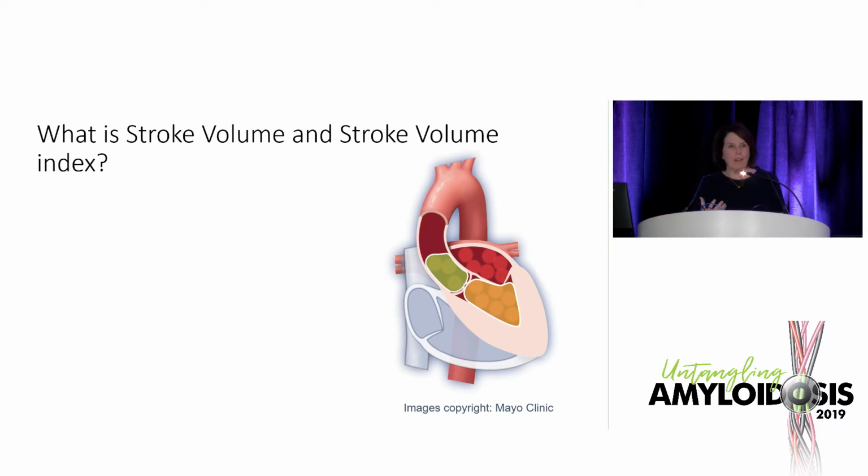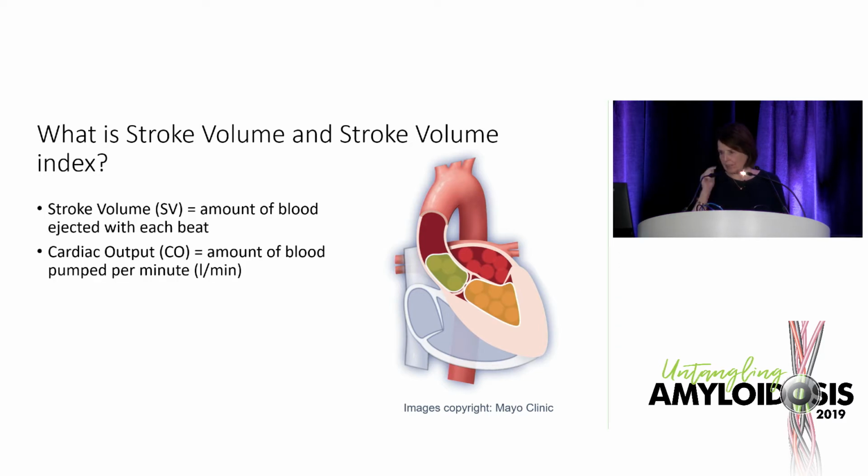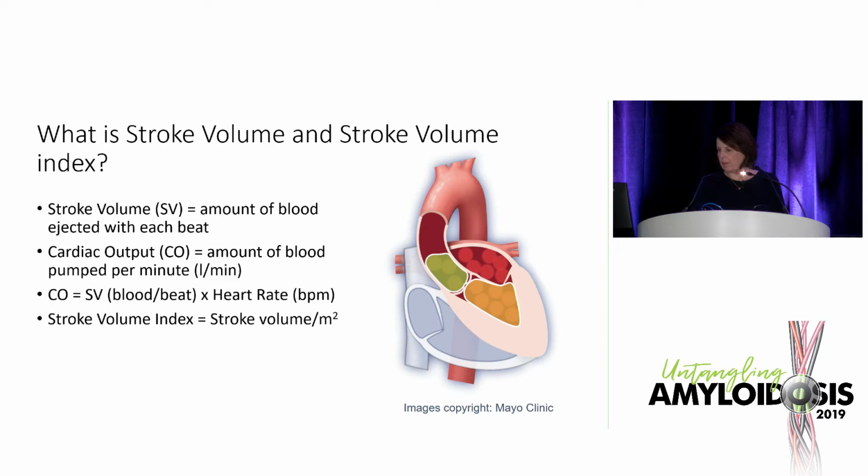So stroke volume and stroke volume index are calculated on most echo reports. And the stroke volume is the actual volume of blood, not the percentage, but the volume that's ejected with every beat. Then the cardiac output, of course, is the stroke volume times the heart rate. So that's a pretty important number. And most of the time it will be calculated, and then you can index the stroke volume for the patient's body surface area.